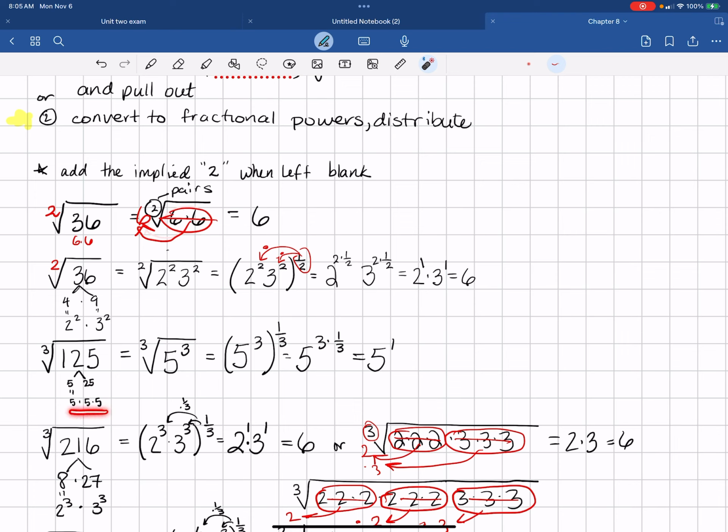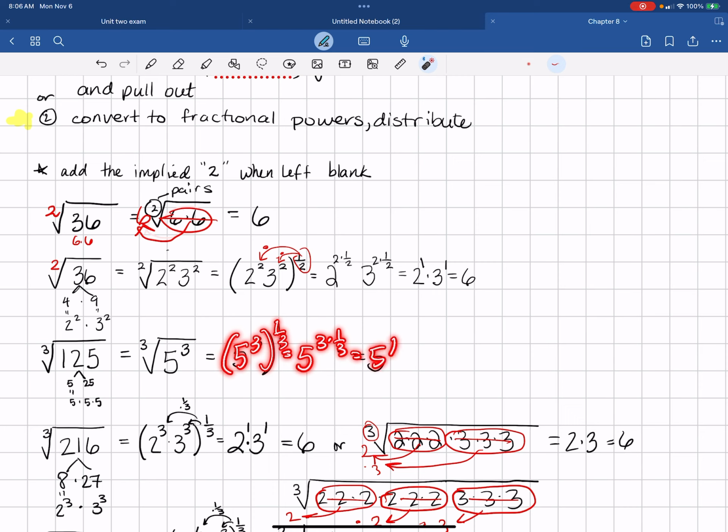125 is 5 cubed. So I'm looking for the third root of 5 cubed. What you're asking yourself is, what number multiplied by itself 3 times, and we want to undo that. You can sort of see right here, it's going to be 5. I have 5 cubed to the 1/3, and that equals 5, and 3 times 1/3 is 5 to the 1.